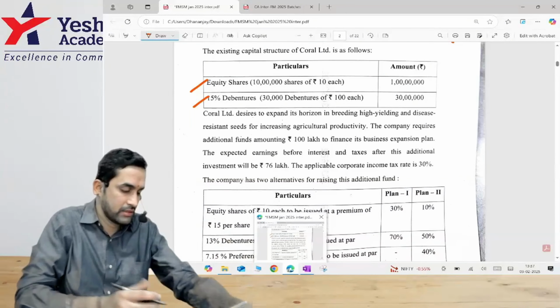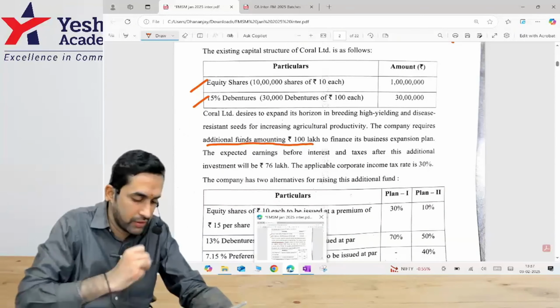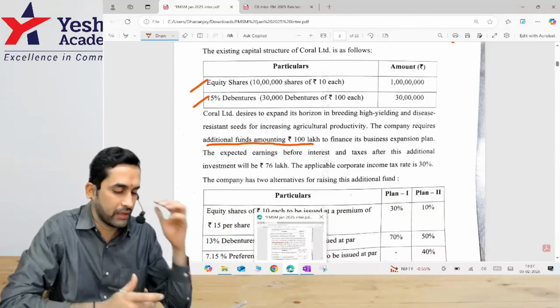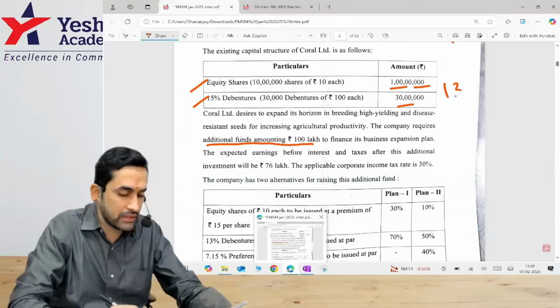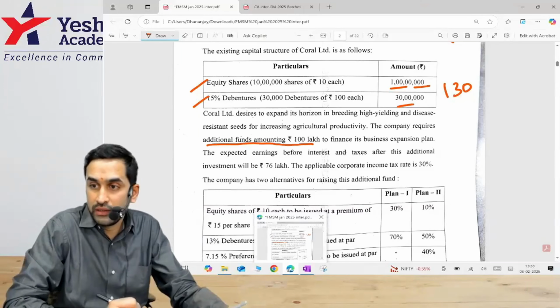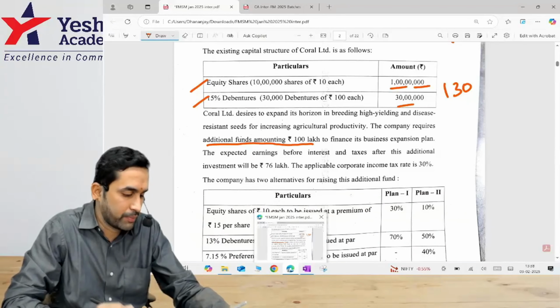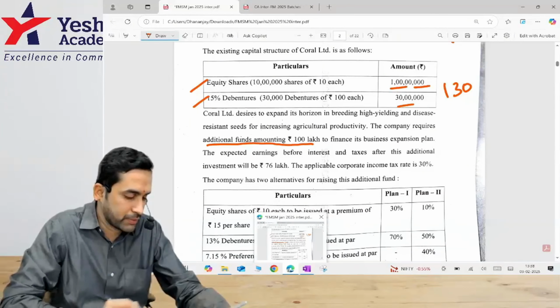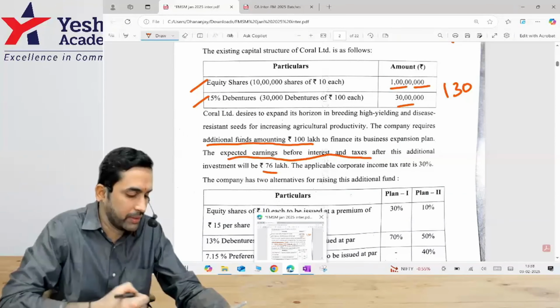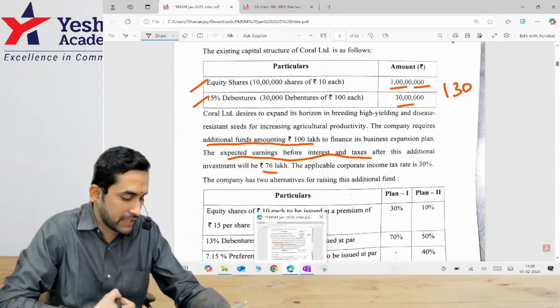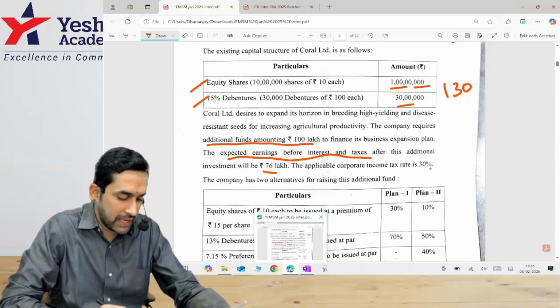The company requires an additional fund of 100 lakh to finance its business plan. You already have 100 lakh equity plus 30 lakh, that means existing 130 lakhs, and you're planning to add another 100. The expected EBIT after this investment will be 76 lakh. The applicable tax rate is given.